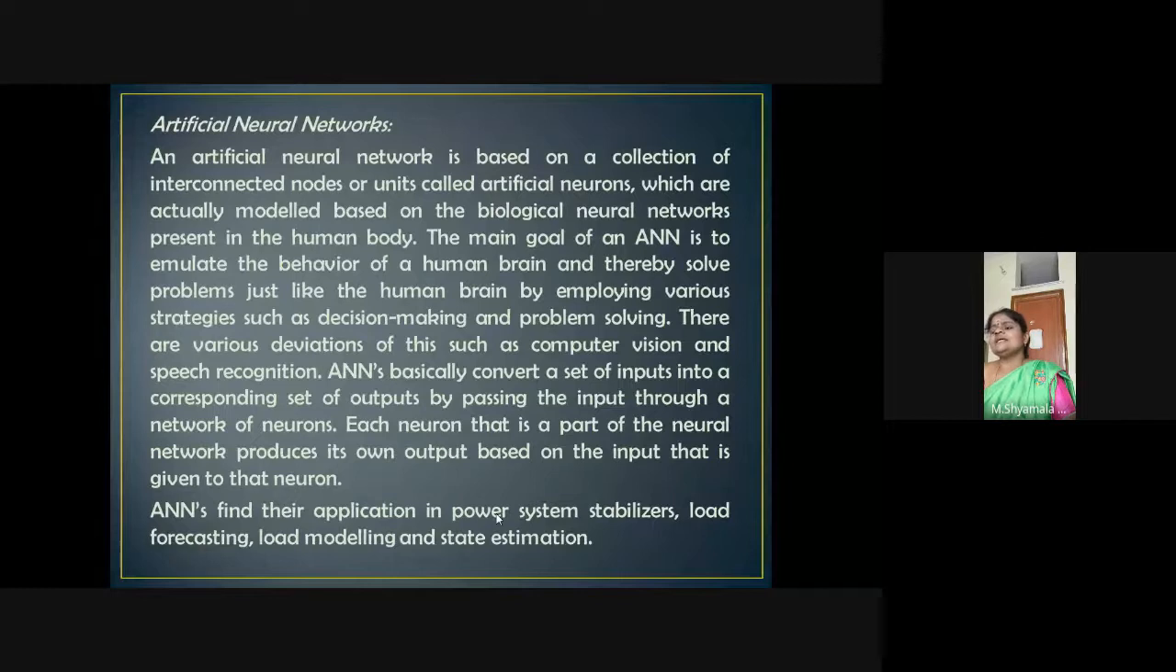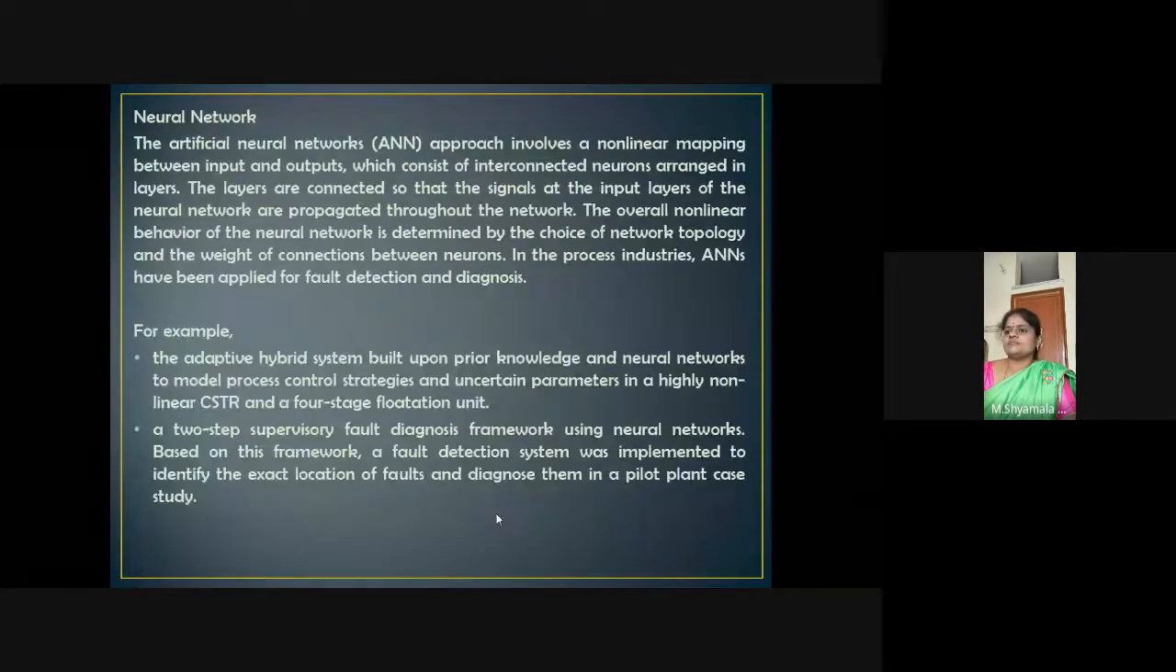An ANN basically converts a set of inputs into a corresponding set of outputs by passing the input through a network of neurons. Each neuron that is part of the neural network produces its own output based on the input given to that neuron. ANN is normally used in power system stabilizers, load forecasting, load monitoring, and state estimation.